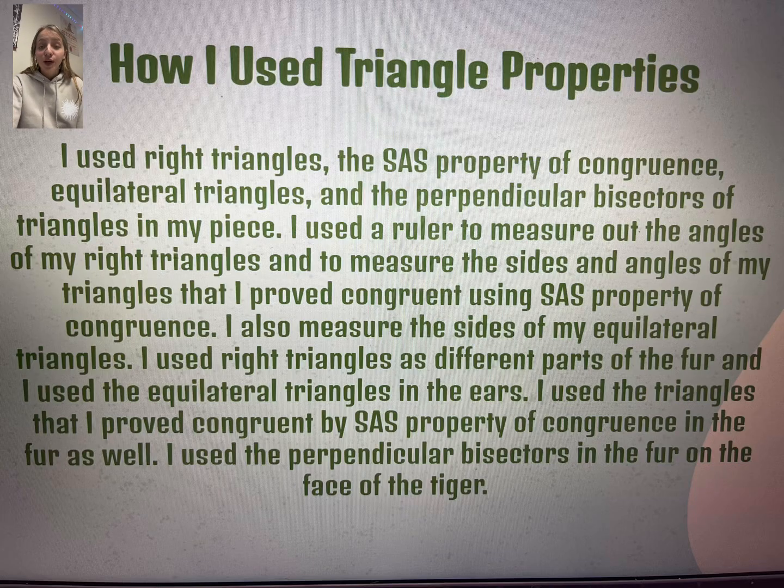How I use different triangle properties in my art piece: I use right triangles, triangles proven congruent by SAS property, perpendicular bisectors, and finally equilateral triangles. I used a ruler to measure out all the angles and all the sides of my piece, and I used right triangles and equilateral triangles in the fur and in the ears. I used triangles proven congruent by SAS property in the fur, and I used perpendicular bisectors in the center of the face of my tiger.